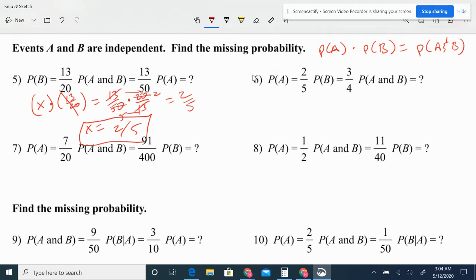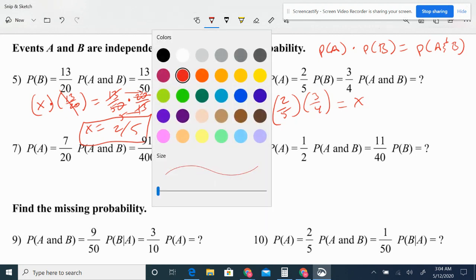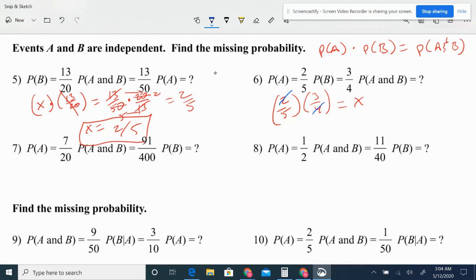All right, question number 6. Probability of A, I know, is 2 over 5. Probability of B is 3 over 4. Probability of A and B, I don't know what that is. That is X. So now here, I'm just going to multiply. But remember, before I multiply straight across, I simplify the 2 and the 4 as 1 and 2. So when I multiply straight on top and straight at the bottom, my X is equal to 3 over 10.